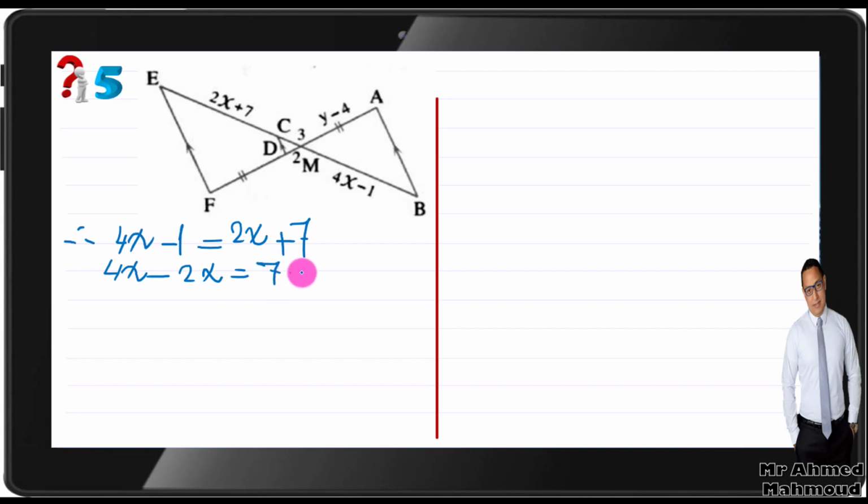So 7 plus 1. 4x minus 2x equals 2x. 7 plus 1 equals 8. Send the 2 there divided. So x equals 8 divided by 2 equals 4.